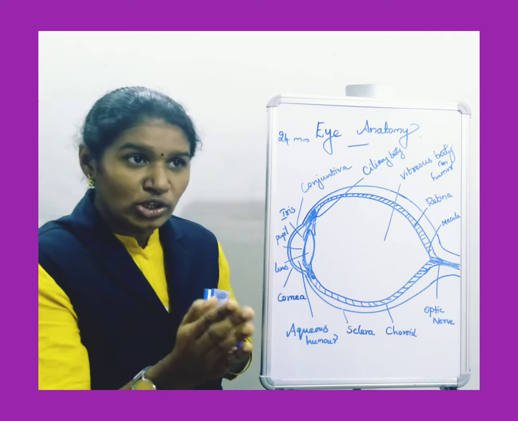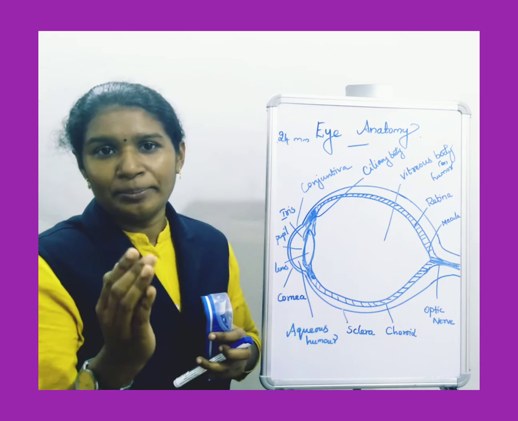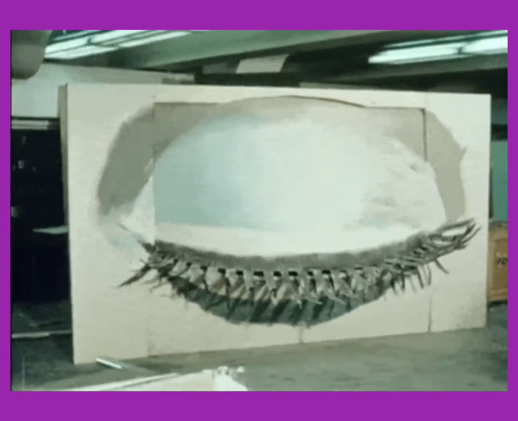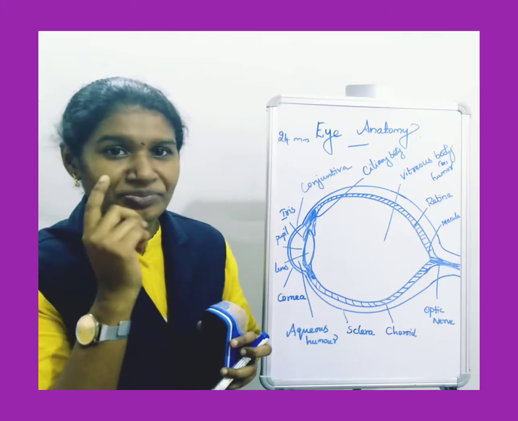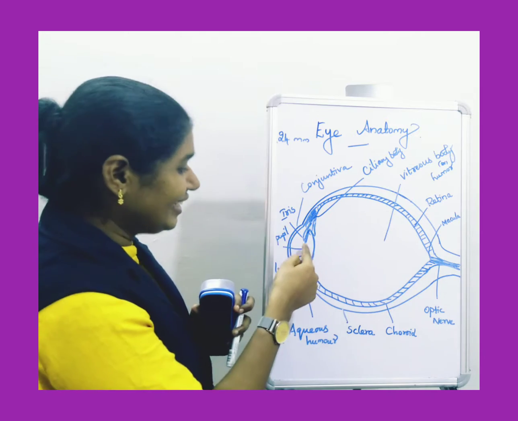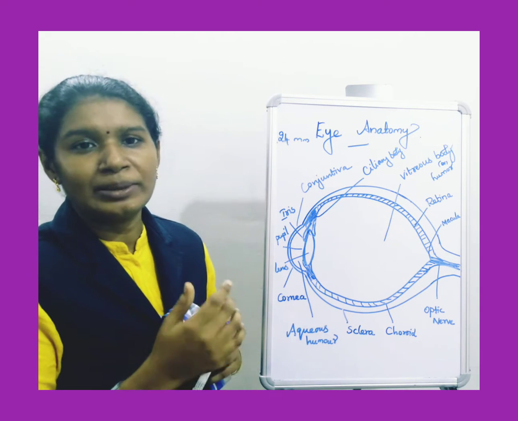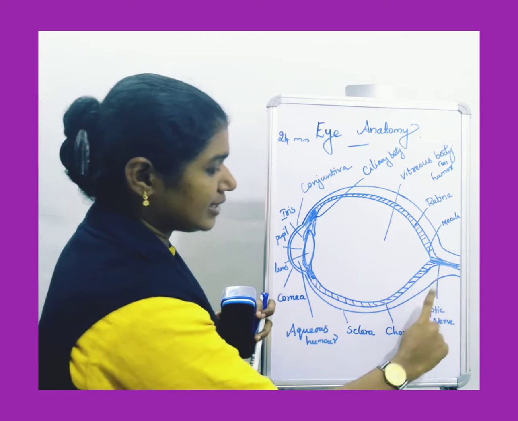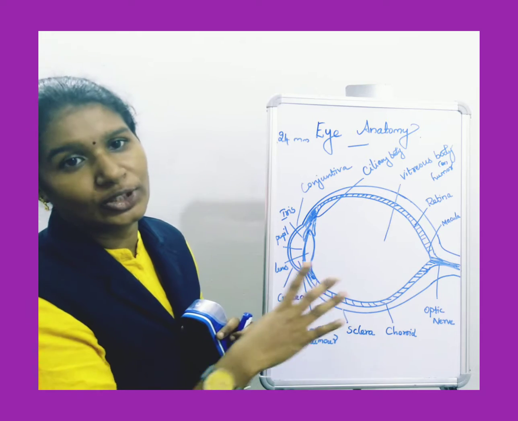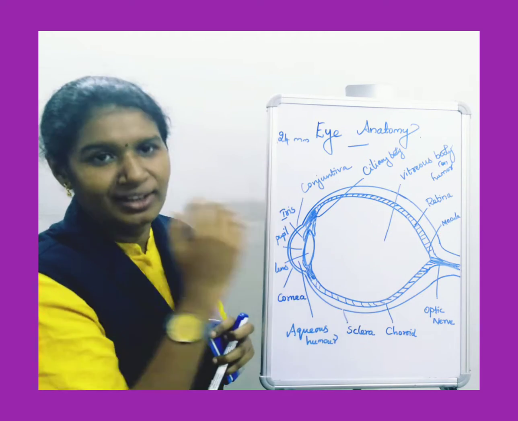So what is the major role of the eye? Vision. You can compare the eye to a camera. How does the eye work? The eyelids are the shutter, the crystalline lens is the lens, the retina is the film, and the optic nerves connect the eye to the brain like a camera to a computer. Just as a camera works, our eyes also work like that.